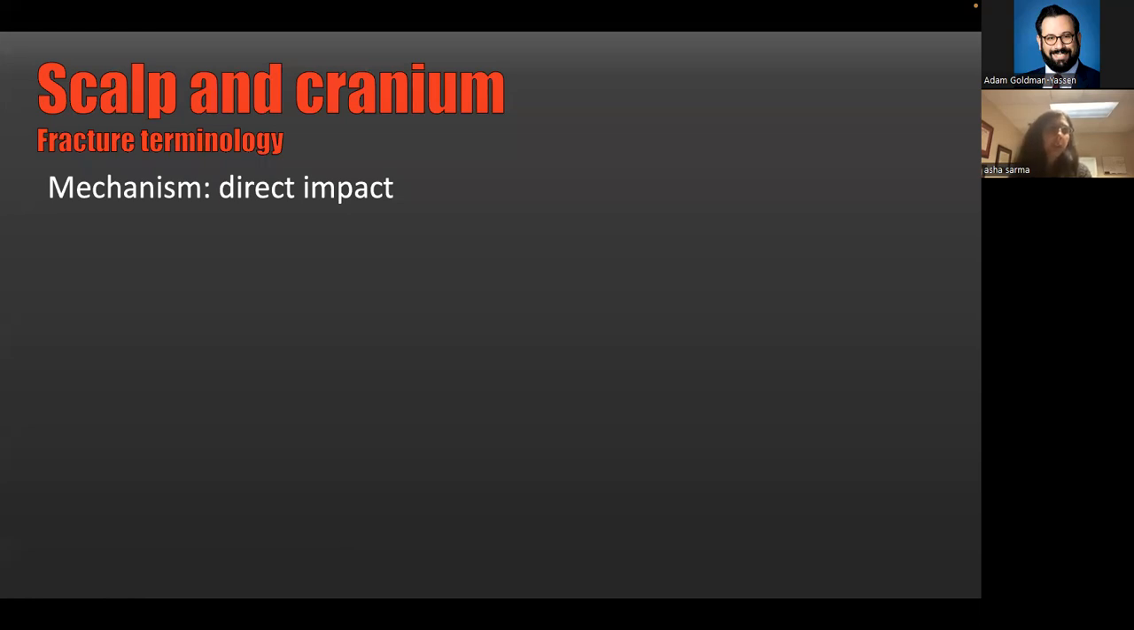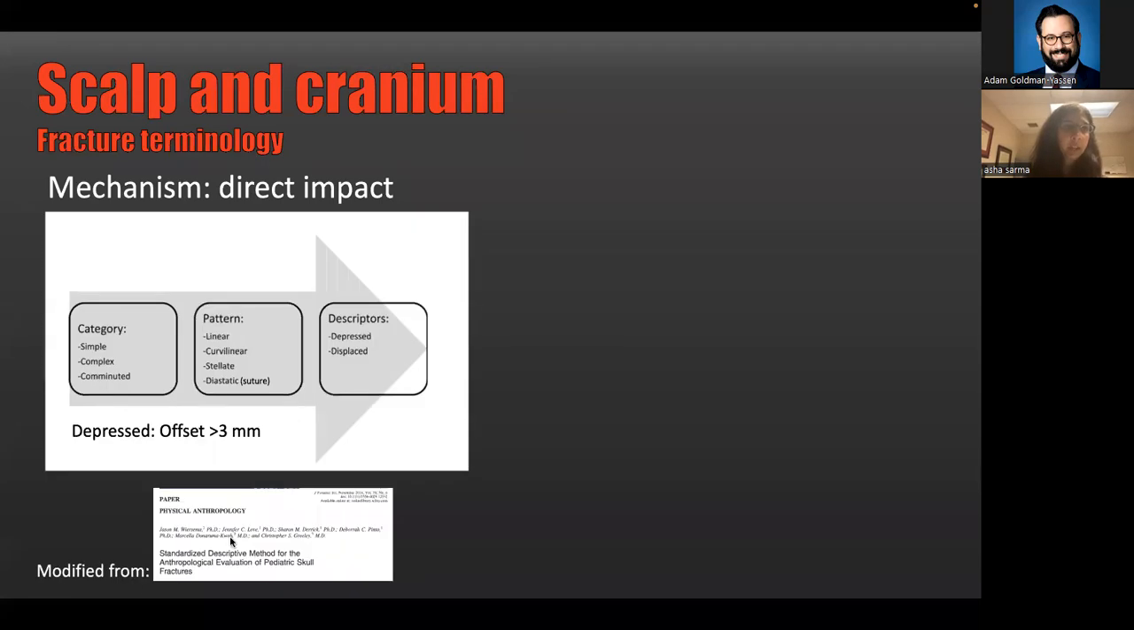So fracture terminology is really, really important. We want to use the right words to describe what we're seeing. And the more uniform we can be with our language, the more helpful we are, and the more our colleagues know how to use our reports. So the mechanism for skull and scalp injuries is direct impact.